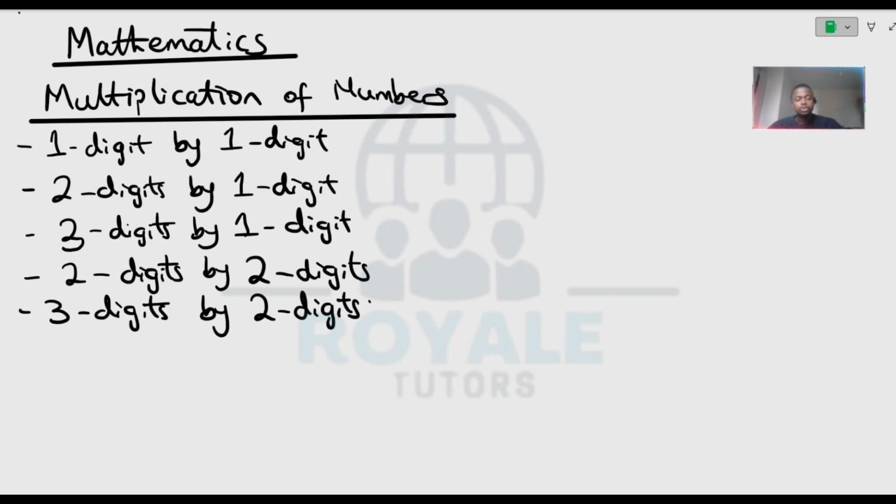Hello, welcome to class. Today we are going to talk about multiplication of numbers. We'll go through when you want to multiply one digit number by one digit number, which is commonly known as a times table. Then when you want to multiply two digit numbers by one digit number, three digit number by one digit, and then two digits by two digits, then three digits by two digits. Definitely, we can't cover everything in just this video. So this is going to be the first part of the video.